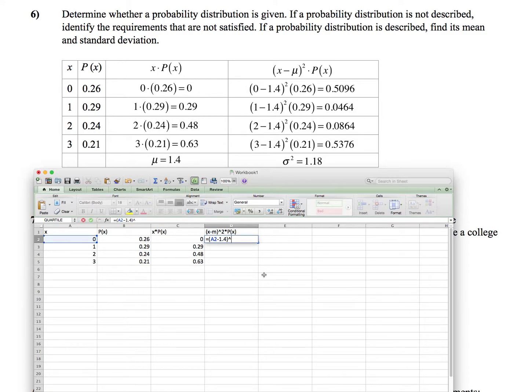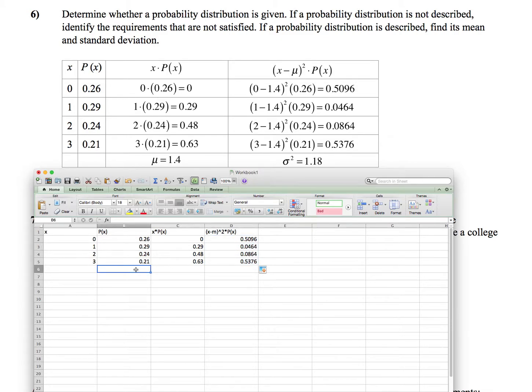So now the caret tells us to raise this to an exponent. I type 2, so that means it's going to raise it to the exponent 2. Then multiply, and now the probability is this cell, B2. And so I'm going to multiply by that value, and then I hit enter, and I get the same value that you see up here in the document. And then I'll go back to that cell and autocomplete, and I get all the values that match these that we've already seen.